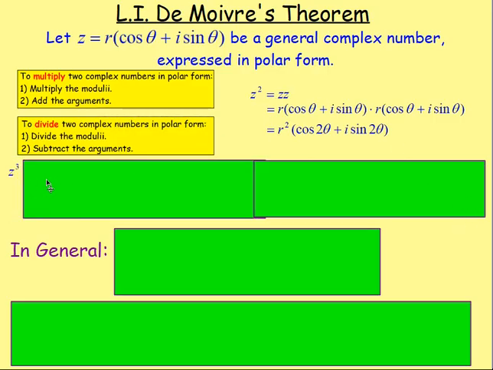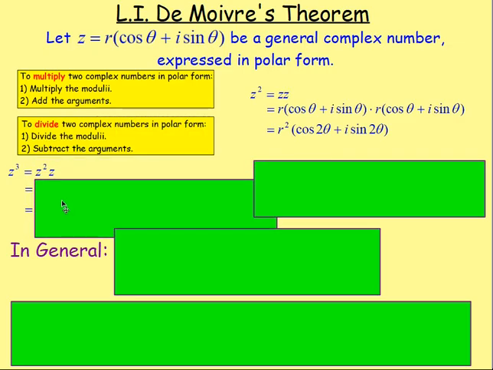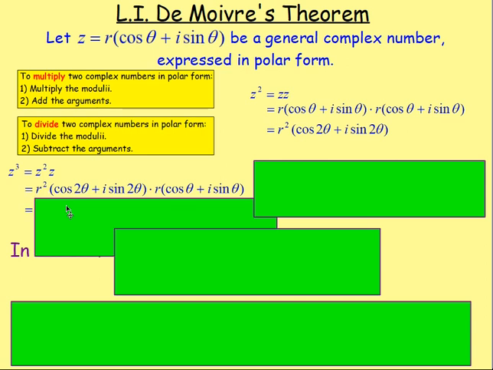If we want to work out z cubed, what would you do? It is going to be z squared times z. So we would have this r squared bracket cos 2 theta plus i sine 2 theta multiplied by z, the r bracket cos theta plus i sine theta.